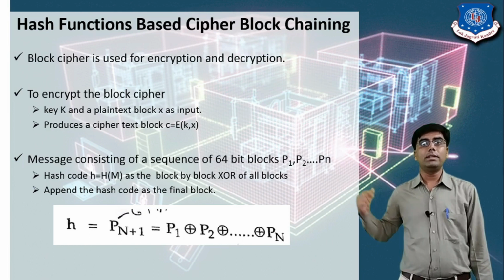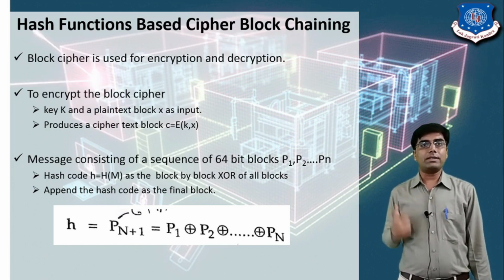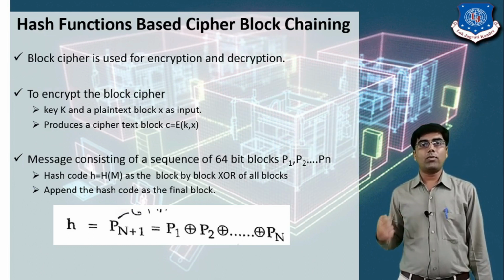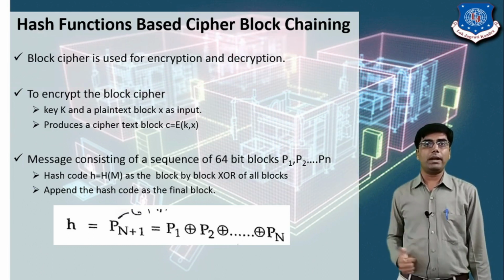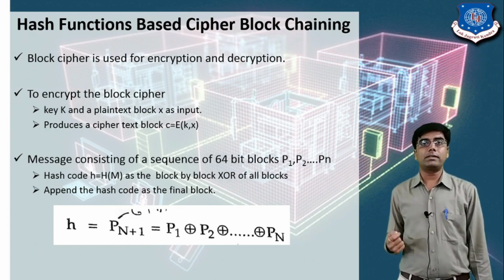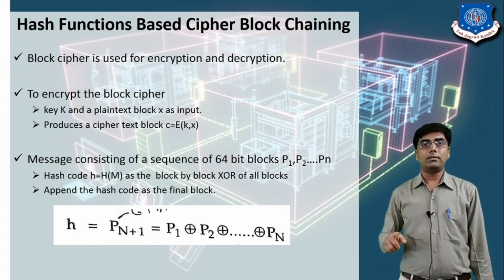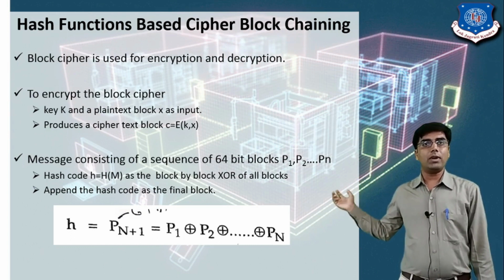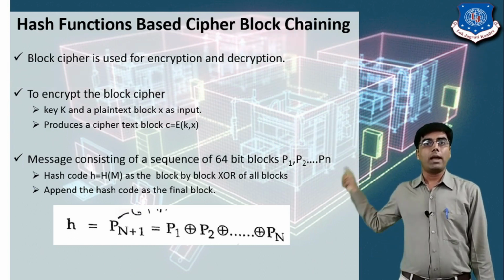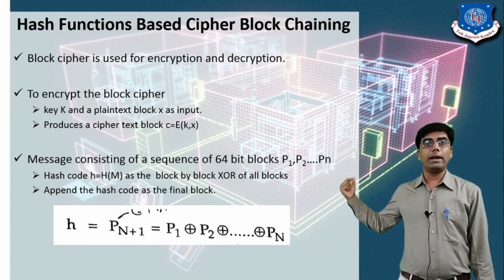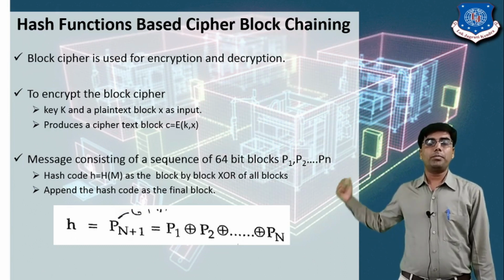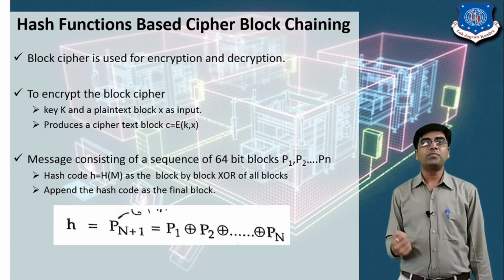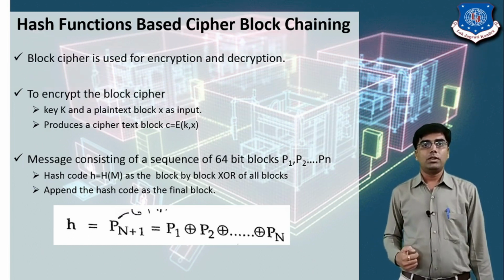Then here you can see in this equation the h. If I want to find the hash code, my equation is: p represents the plain text and the size of the plain text is 64-bit. Then P(n+1) equals P1, the first block of plain text, XOR P2, the second block of plain text, up to Pn. So this is our formula if I want to find the hash code, right?